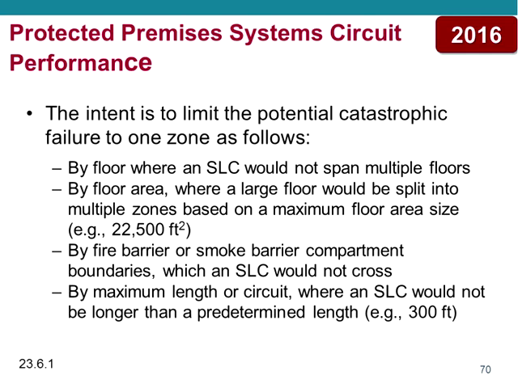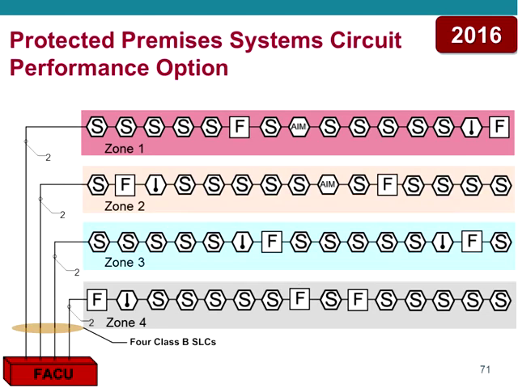Or we could do it by maximum length of circuit. But we chose by zone, and that's what we picked, and hopefully this will work out. So let me show you some options that we have. If we have, for example, a 4-story building, zones 1, 2, 3, and 4 are each a separate floor. So I have 4 Class B signaling line circuits. I can meet the code with this arrangement.